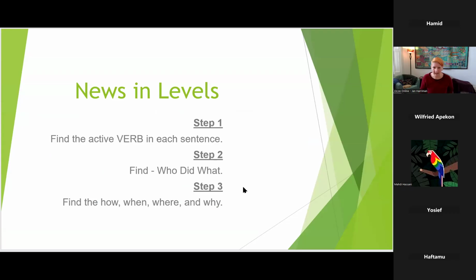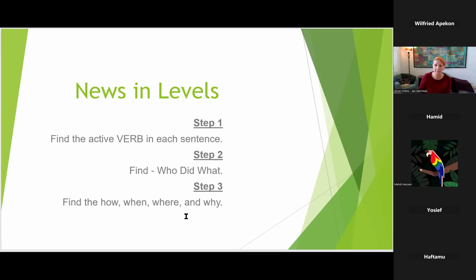So how can you use this structure and News and Levels to build your grammar skills? First, find the active verb in each sentence. Find the who did what, so that you know what the core of that sentence is, and then find the clauses. Okay, so we can take those News and Levels sentences and use them to build our own grammar as well, because we're developing an awareness of these structures.